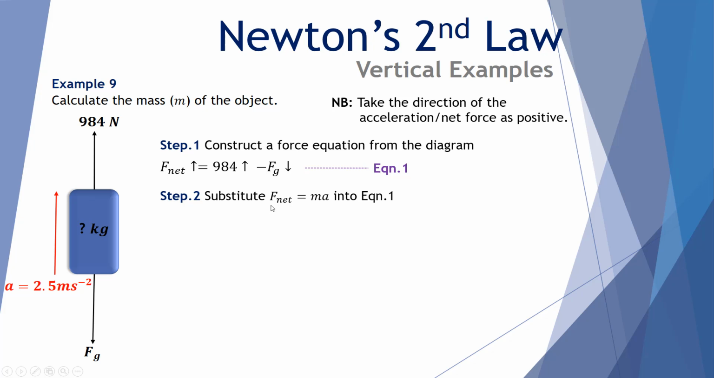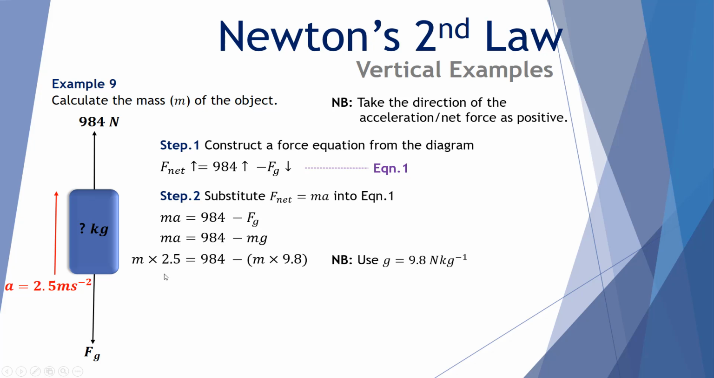Let's substitute Newton's second law. F net is equal to ma. So our F net becomes ma is equal to 984 take Fg, the force due to gravity. Let's expand that. Our Fg becomes mass times gravity. And we can substitute in our values. M is an unknown mass. The acceleration is 2.5. The product of that is equal to 984 take away m times 9.8, which is the gravitational field strength on Earth. 2.5 times m equals 984 take away 9.8 times m. If we group the m terms across the left-hand side, we'd be left with 12.3 lots of m is equal to 984. And accordingly, the mass would come out to 80 kilograms.